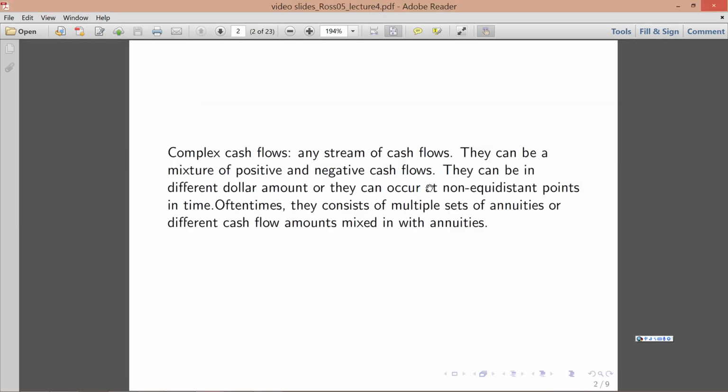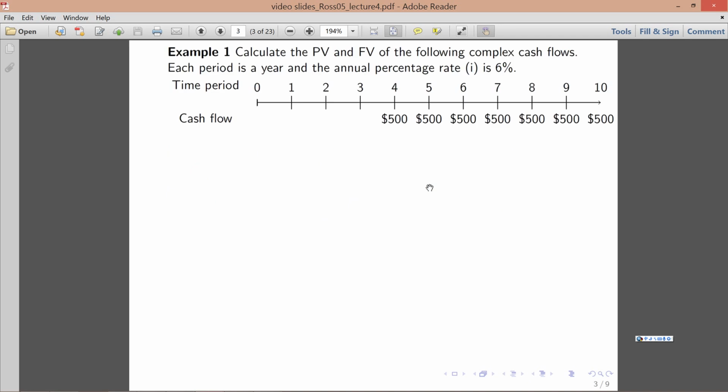The complex cash flow is any stream of cash flows that is irregular. They can be a mix of positive and negative cash flows, or they can be in different dollar amounts, or they can occur at non-equidistant points in time. So oftentimes they consist of multiple sets of annuities or different cash flow amounts mixed in with annuities. So again, it's just any irregular cash flows.